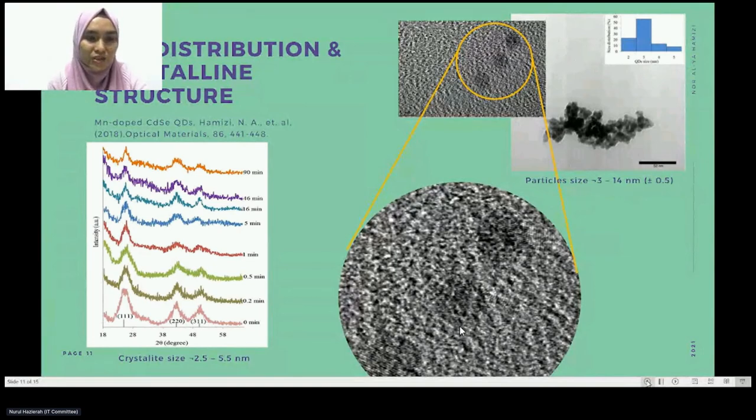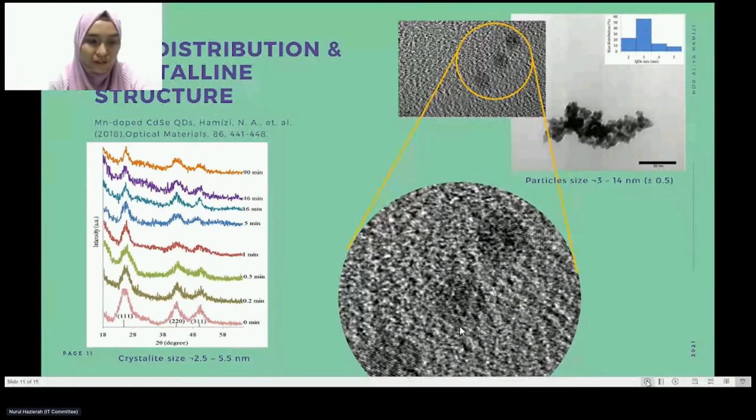Showing here is the X-ray pattern of three well-defined peaks, which profile the zinc blende hexagonal crystal structure. Another interesting feature in this XRD diffraction pattern is the shouldering effect at angle 18 to 20 degrees that corresponds to the interstitials of manganese ion between cadmium selenide quantum dot lattice.